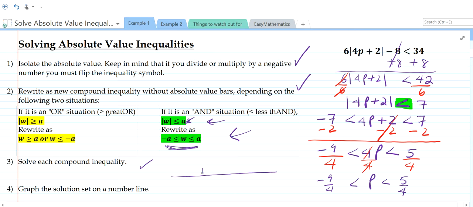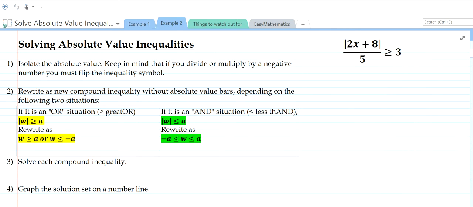And now we're going to graph the solution set. We don't really have to think too much about graphing the solution set. I just draw a line, put 2 tick marks, put the 2 numbers that I got, and since this is an and situation, our solution set is going to be in between these 2 numbers. And because there is no equal sign under each of these less than symbols, we don't shade in the circles. So that's step 4. Now let's see an example of an or situation.